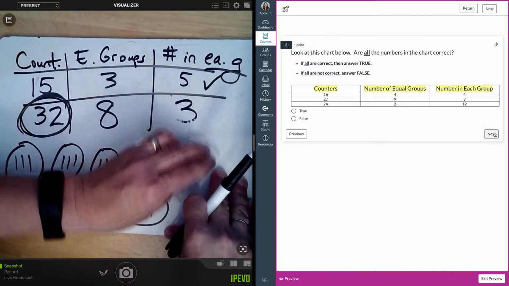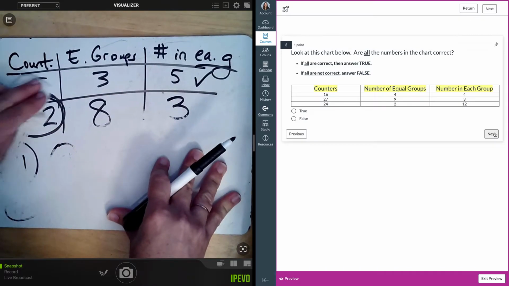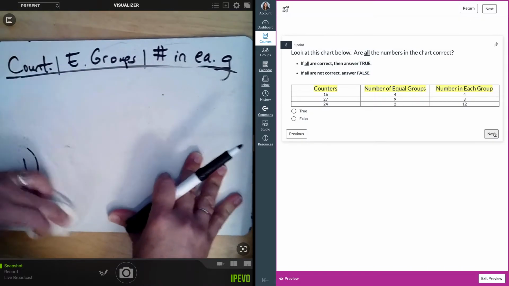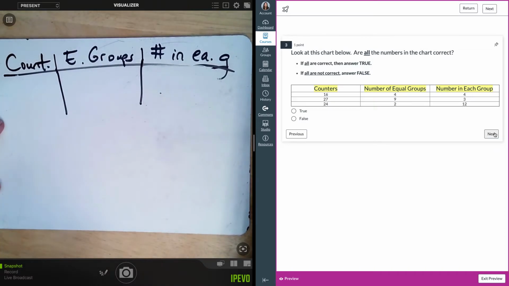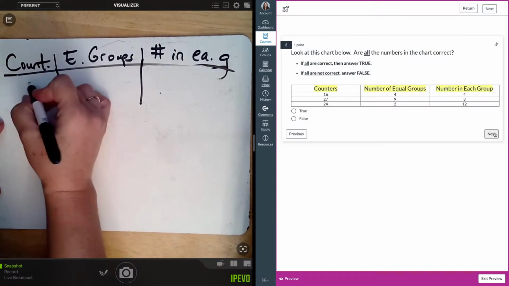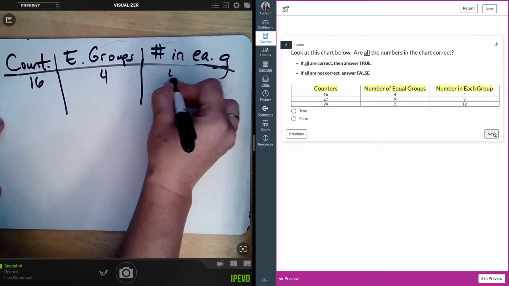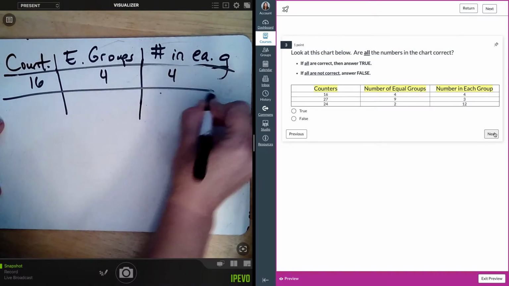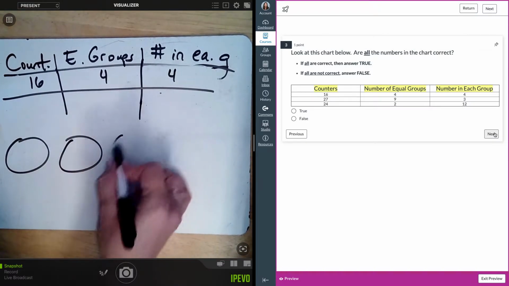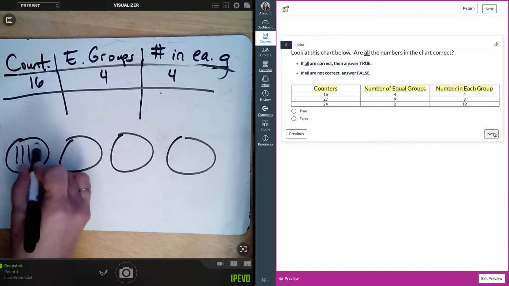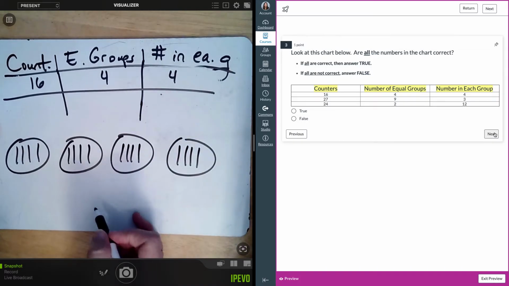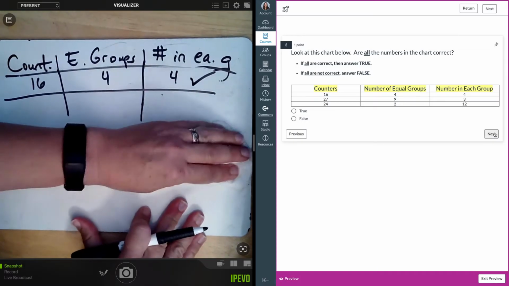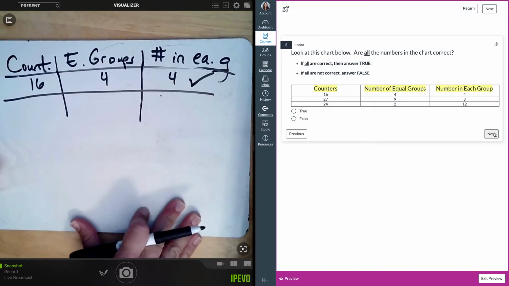All right. Similar problem. I'm going to leave my column headings the same. So if I have 16 counters, 4 equal groups, and 4 in each group. 16, 4, and 4. I have 4 equal groups. 1, 2, 3, 4, 5, 6, 7, 8, 9, 10, 11, 12, 13, 14, 15, 16. That one checks out. All right, the next row of numbers.